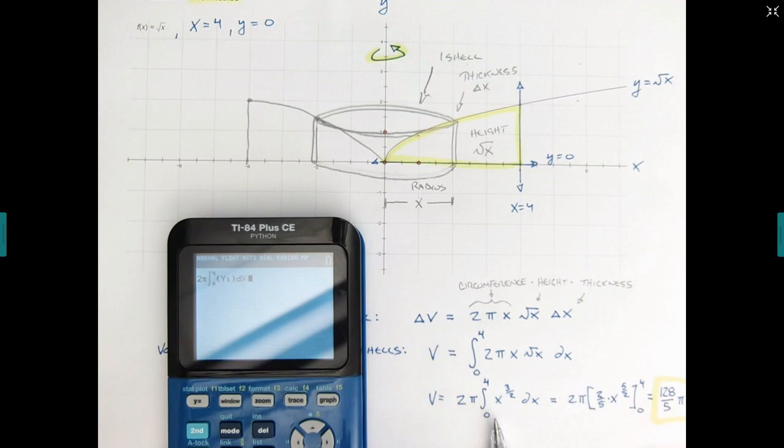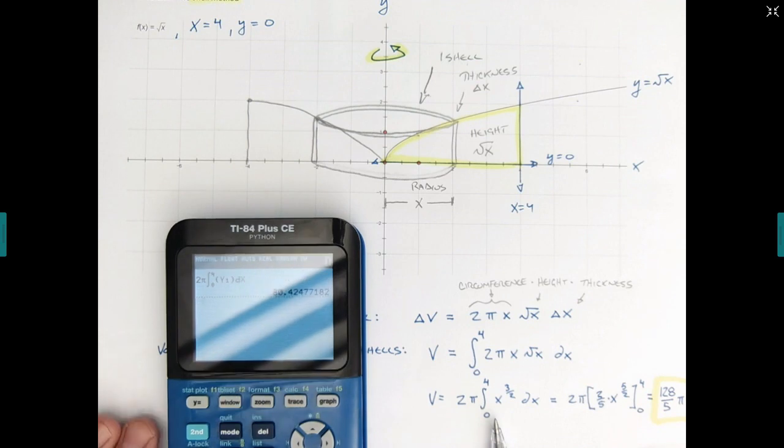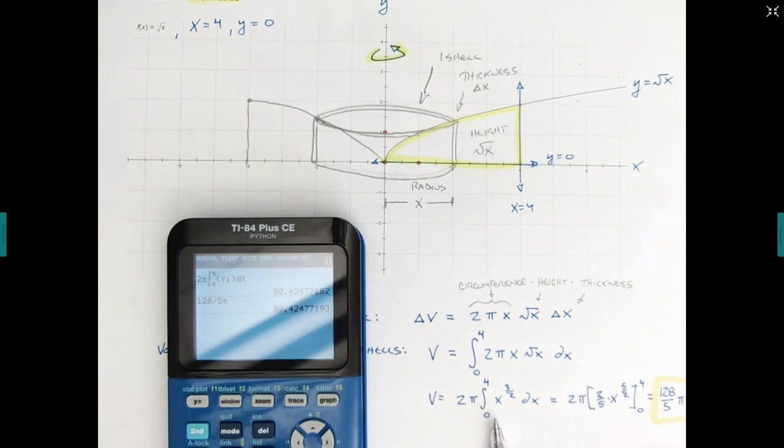Now the advantage of doing it this way is just a little bit neater, quicker, and then I have a decimal approximation. And so if 128/5 pi is about 80.4247, then we've got some numerical support. So I'm going to see if that's actually true. Yep, looks like we got some numerical support for this.